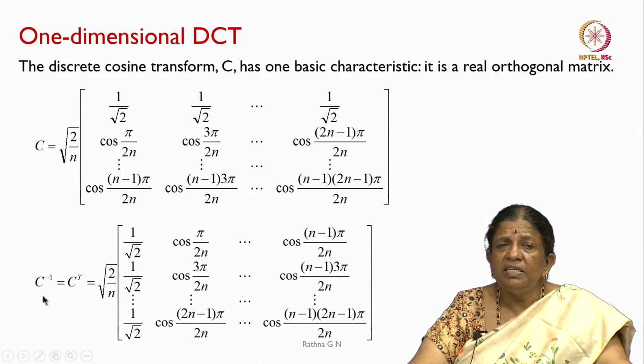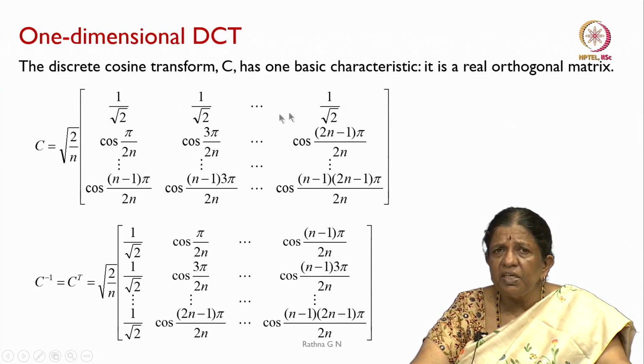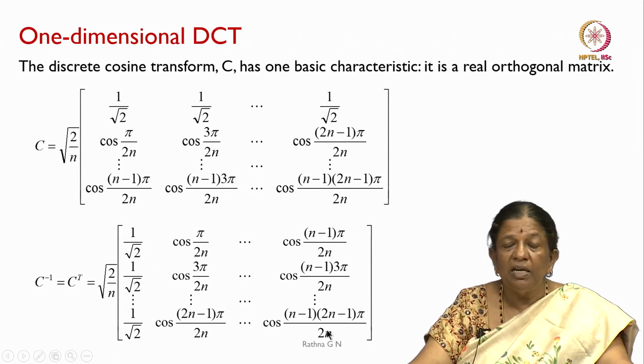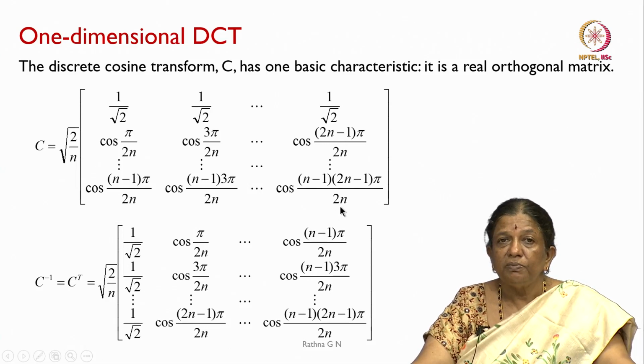Now we will see C inverse as C transpose, how it looks. It is root 2 by n, and we know that the row becomes the column in this case. You will see cos 2 pi by n, and then this row is becoming this column, and you will see the last column entries cos of (n minus 1) into pi by 2n and so on. The last n by n entry is the same as the original.